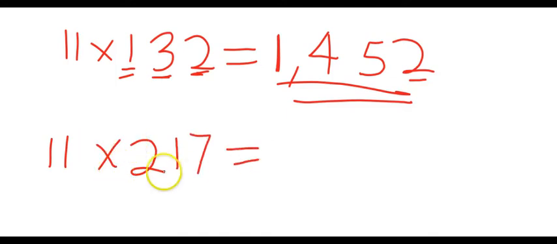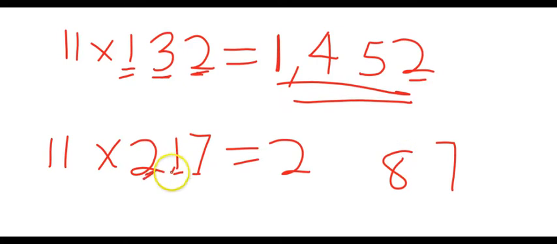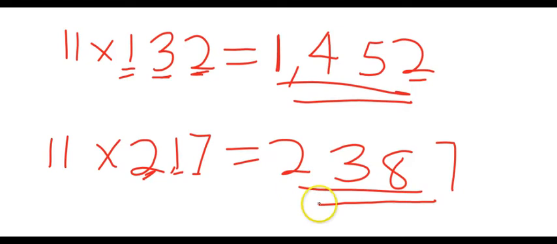If I say 11 times 217, I will start with 2 and end with 7. Then from the right, I add 7 plus 1 is 8. Put the 8 next to the 7. Then 1 plus 2, that is 3. So I write 3 here. And that is the answer for 11 times that. I think that's very interesting.